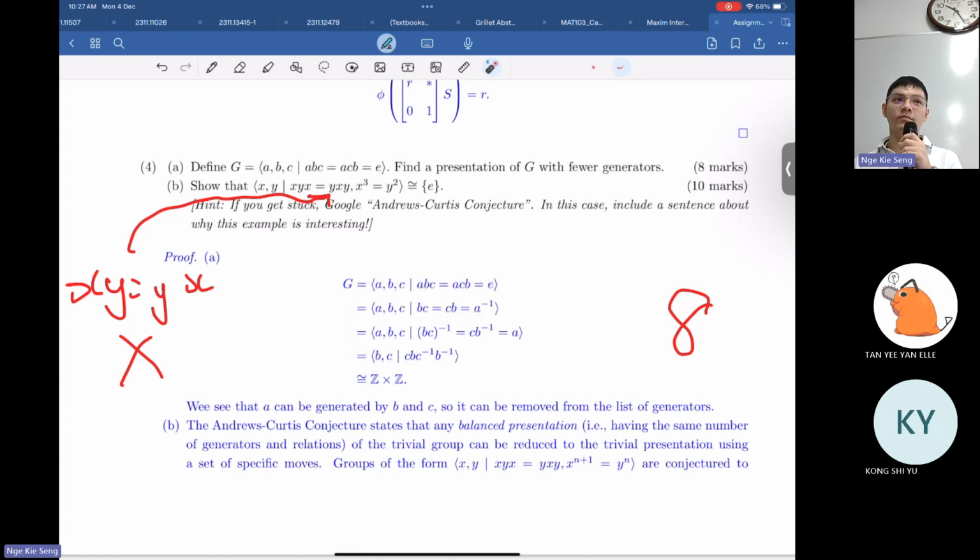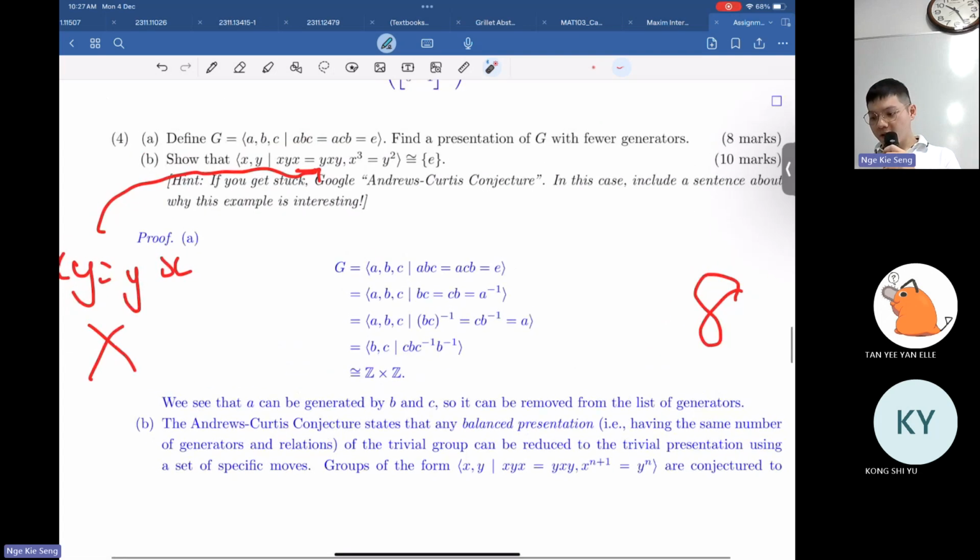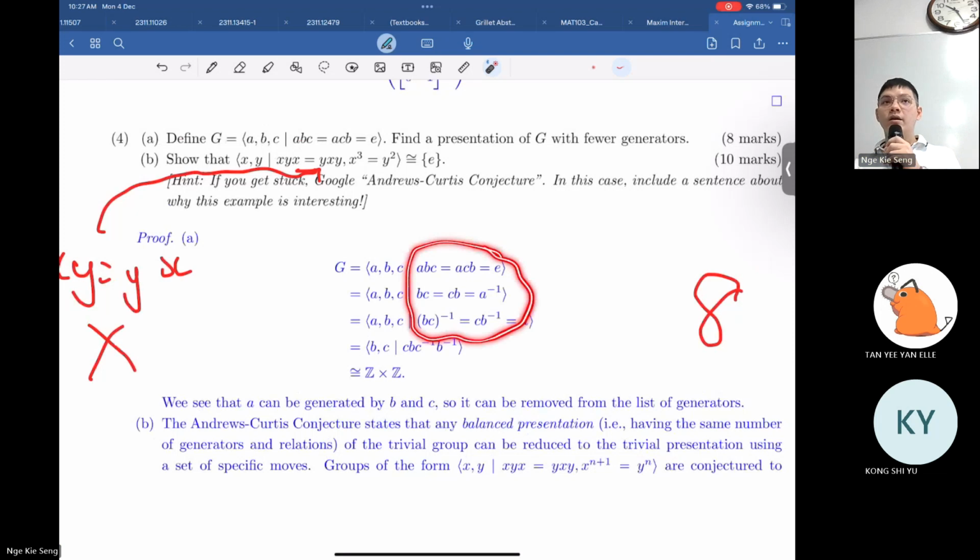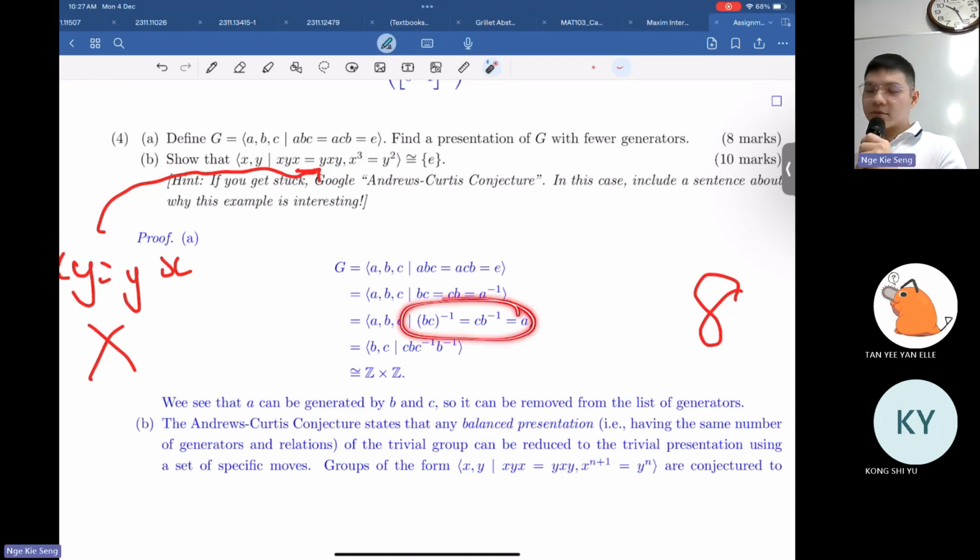So this is the extra remark I want to make for this question. Although we are changing the relation, the normal subgroup that we quotient by doesn't change. They are equivalent. Sometimes equivalent, sometimes equal.